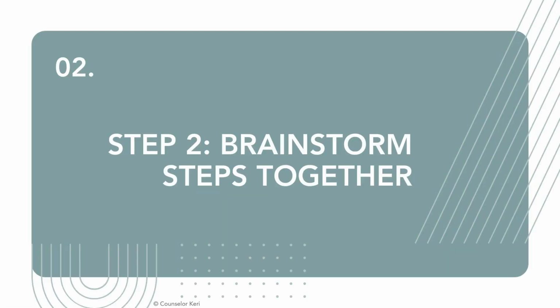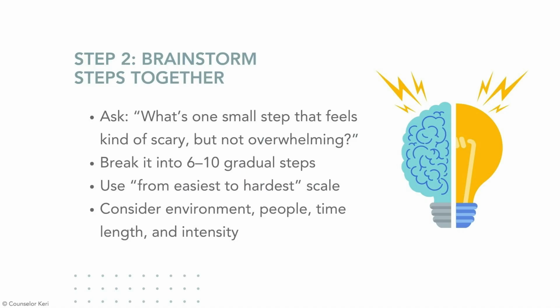And once we've defined our goal, the top of the ladder, we have to go to the bottom of the ladder and start brainstorming the steps. And we're going to do that together with the student. We want to start by asking the student, what's one small step that feels kind of scary but not overwhelming? We want to break this bigger goal into 6 to 10 smaller steps that they can take, starting with something that really isn't that uncomfortable to them.